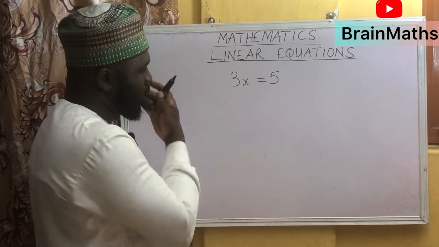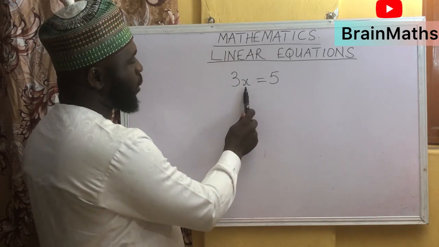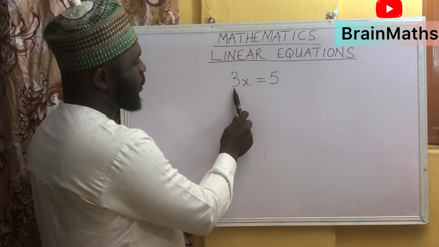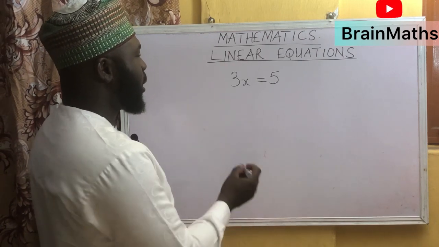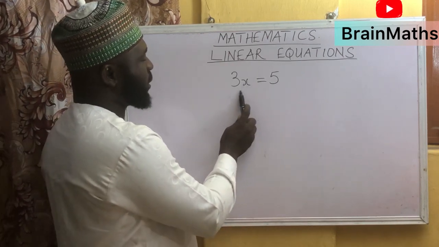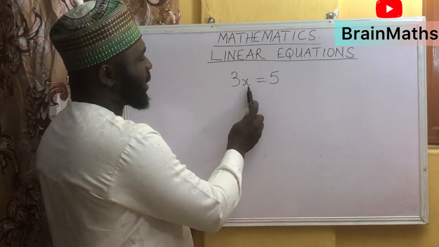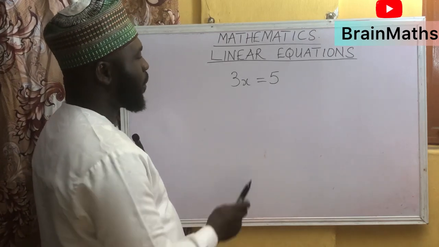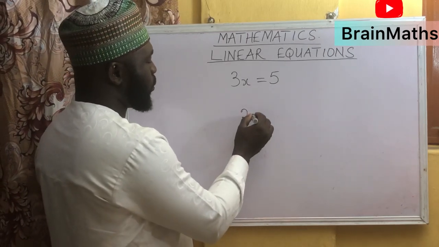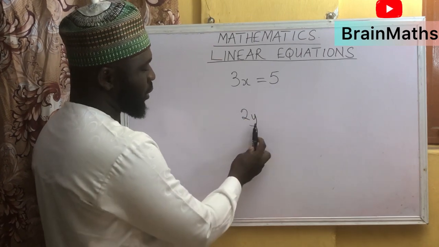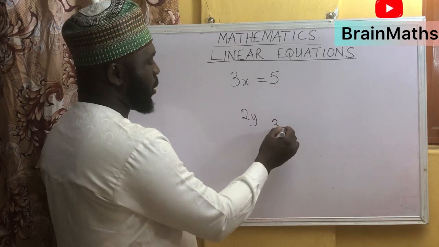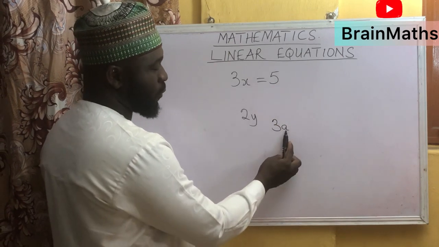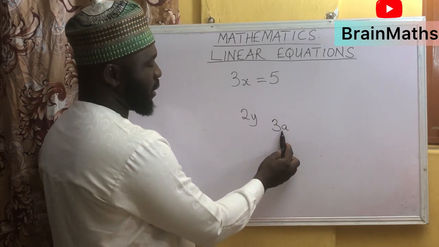All we have to do in this case is to find a way to eliminate the coefficient of this x. What do we call coefficients? A coefficient is a number beside a variable. If I write 2y, the coefficient of this y is 2. If you see 3a, the coefficient of a in this case is 3.